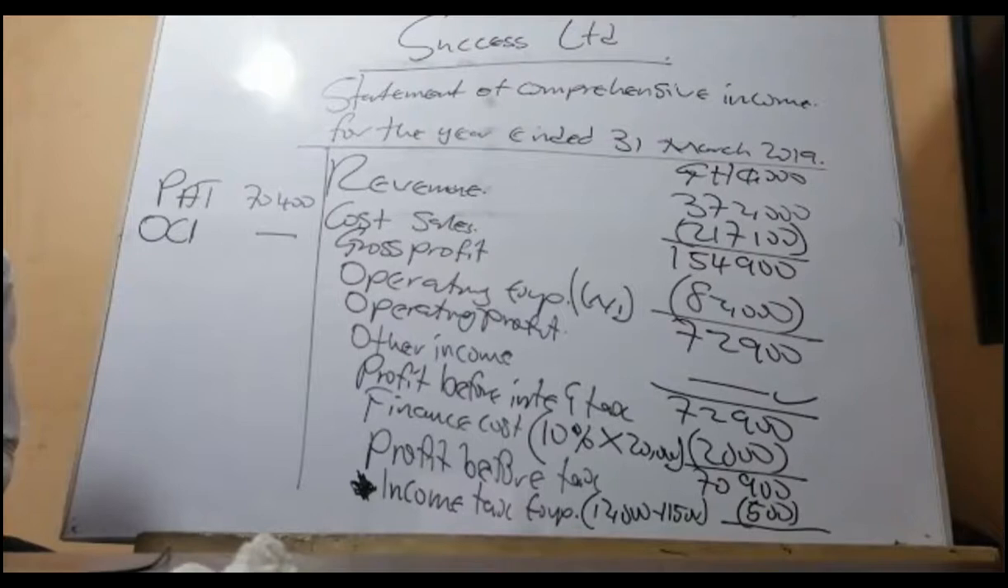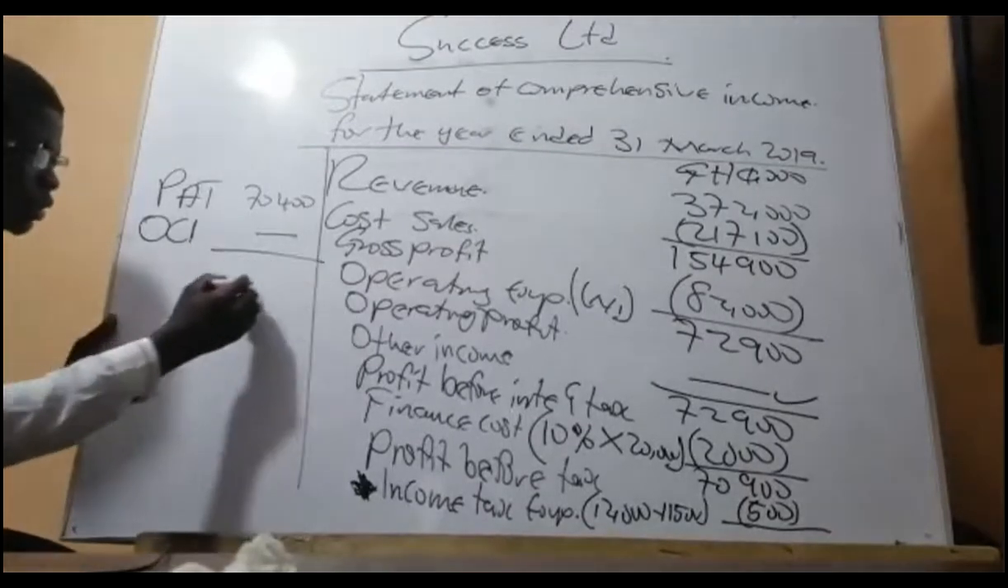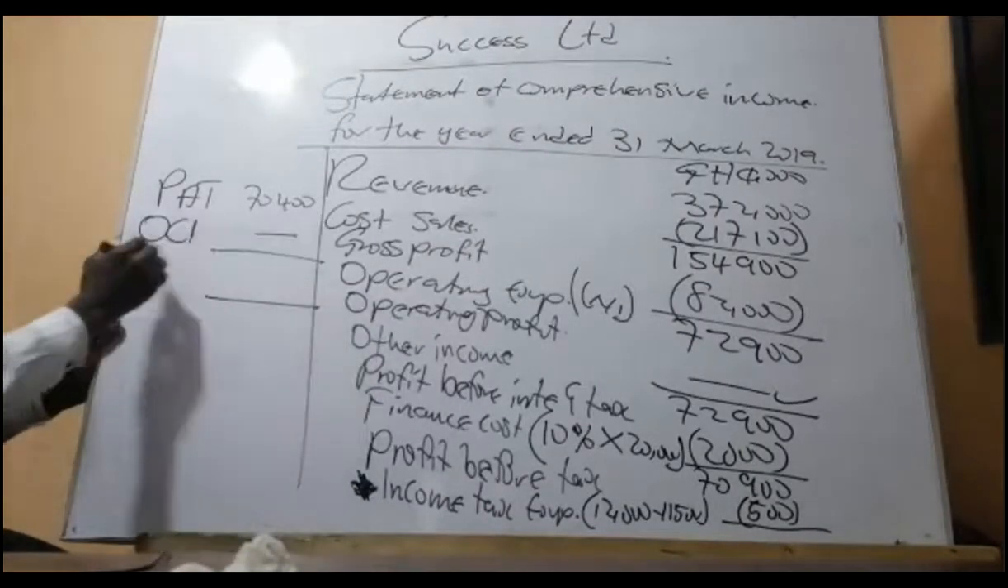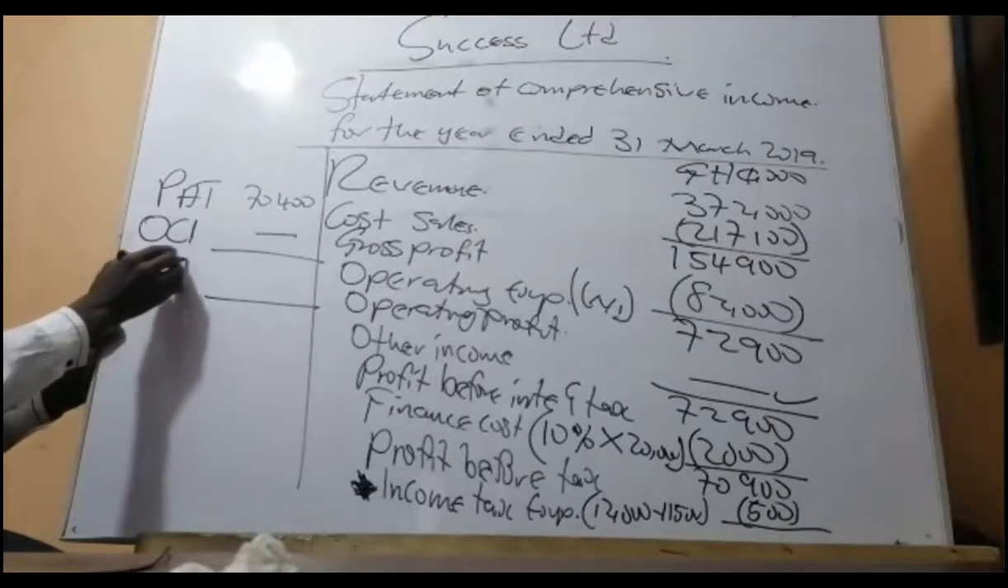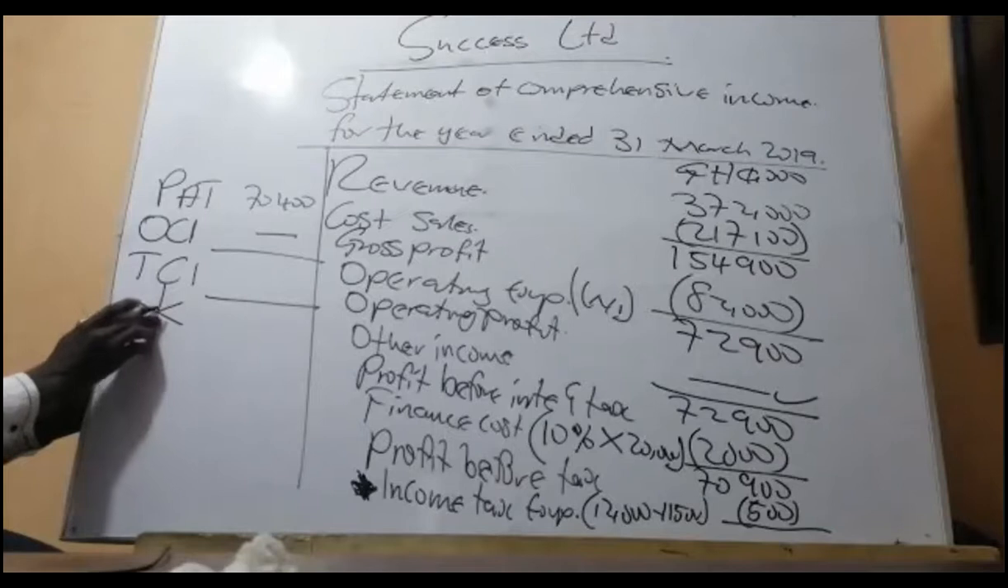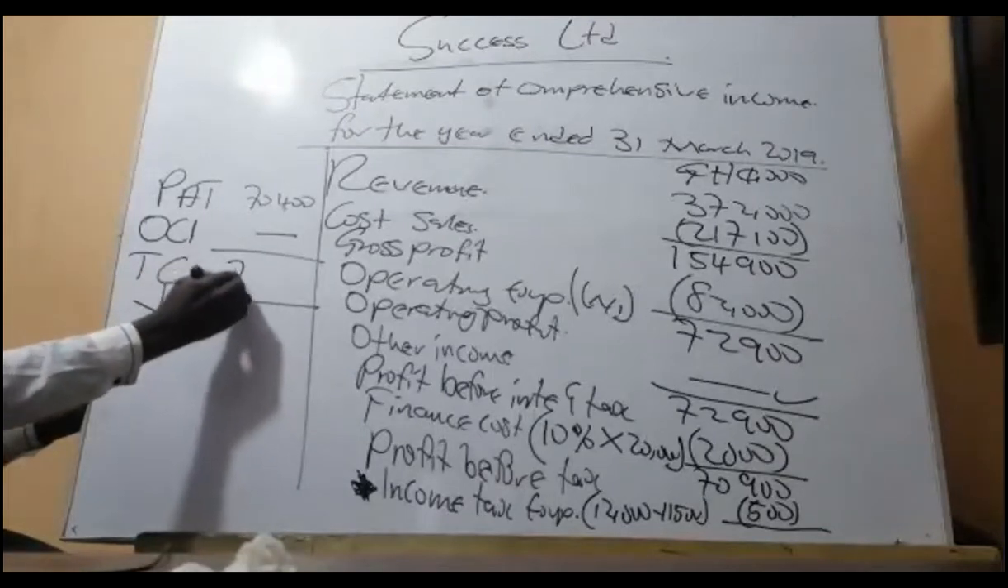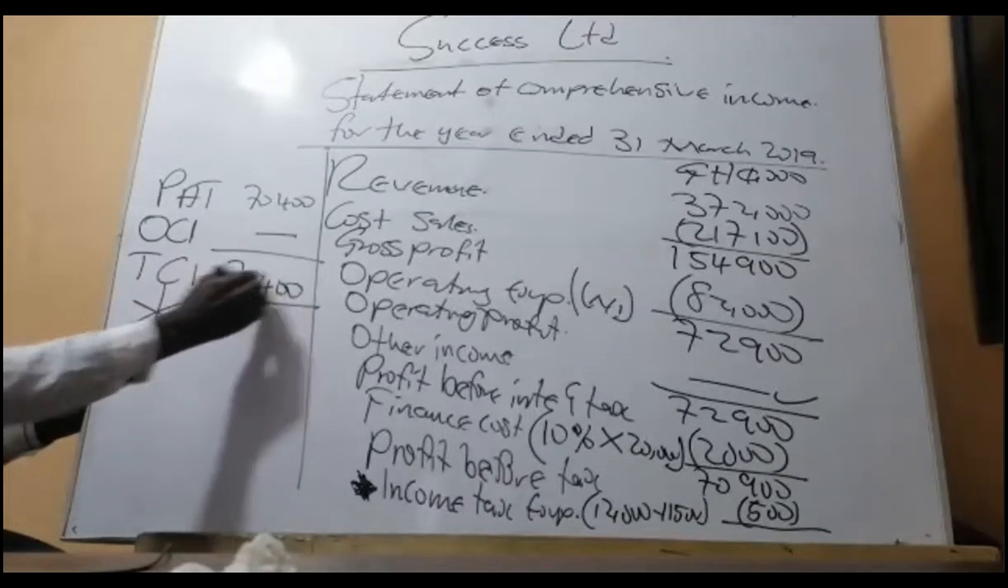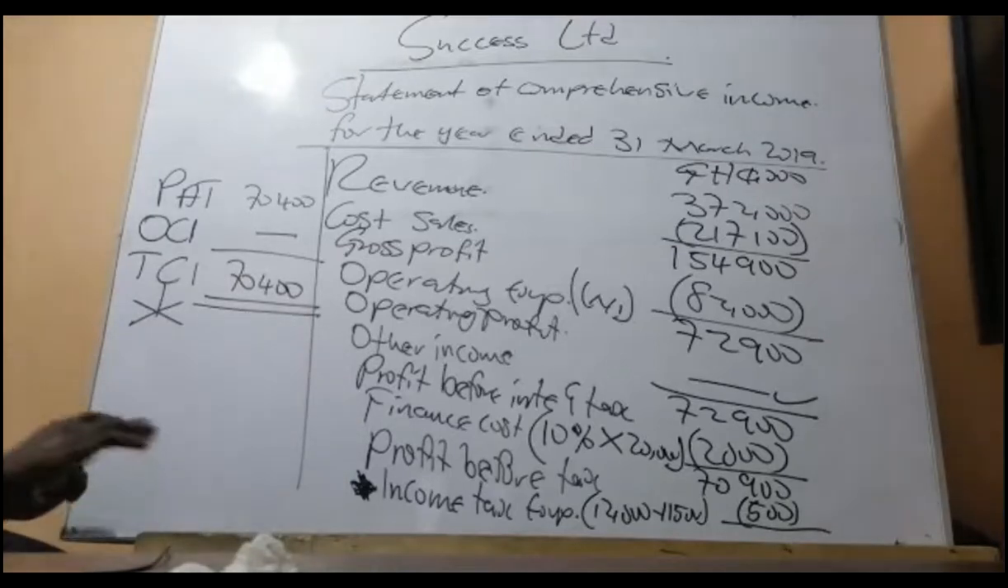That's great. So what will be the last item? We call it total comprehensive income. Please, no shortcuts. So 70,400, you carry it over and add it, then you are done.